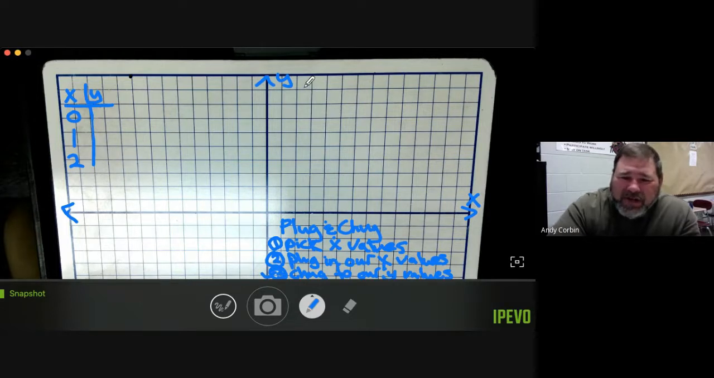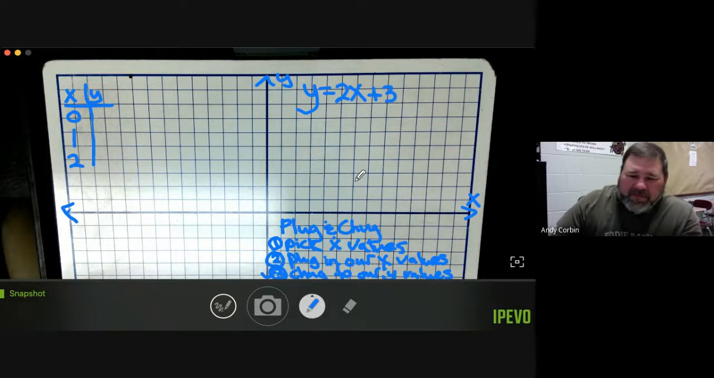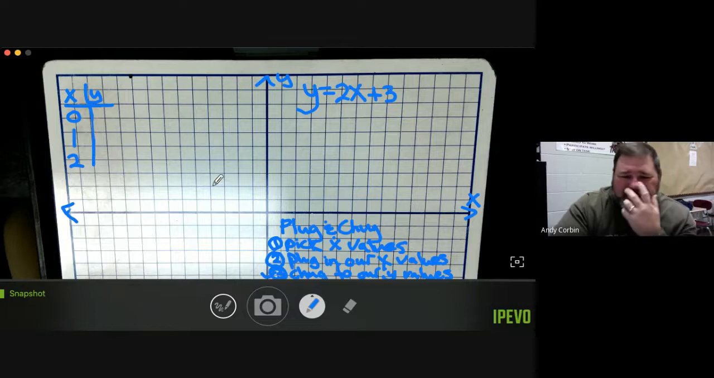All right, let's try this on for size. Y equals 2x plus 3. Okay. Everybody, go ahead and draw your t-table. Your input-output chart. We're going to input the x's, and we're going to find our y's. You guys go ahead and try that real quick.